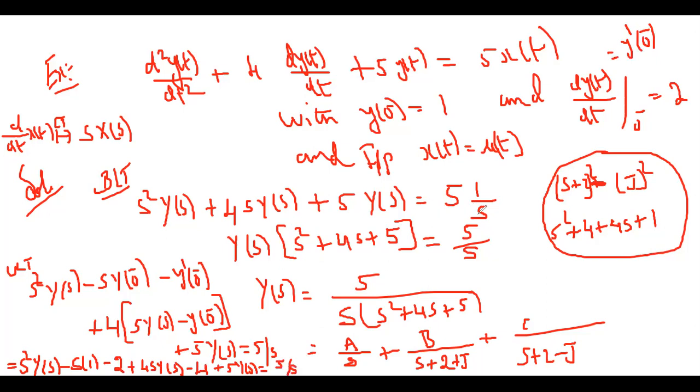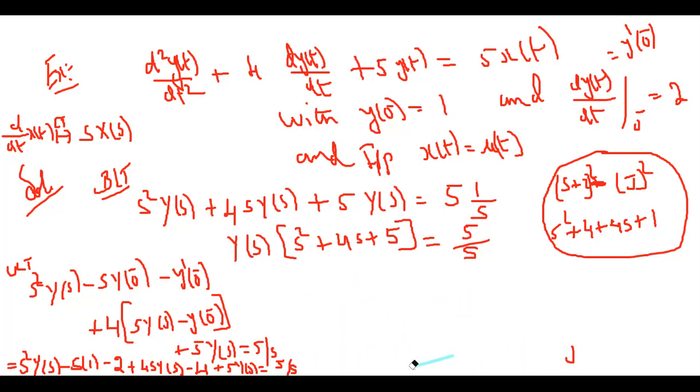Now we have got the Y of s, the Laplace transformation of y of t. Here s square minus s, and the constants here we have minus 2 minus 4. So that becomes the numerator. I'm writing here, my dear students. I'm removing this one. This is the equation we got for the bilateral. Now I'm writing the unilateral equation.